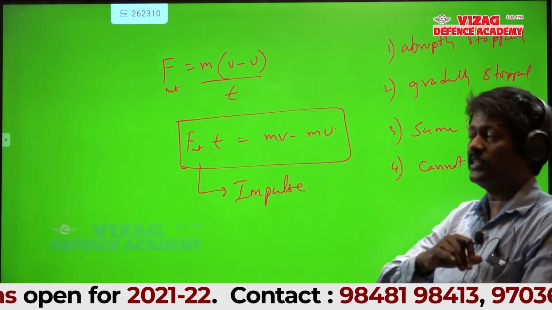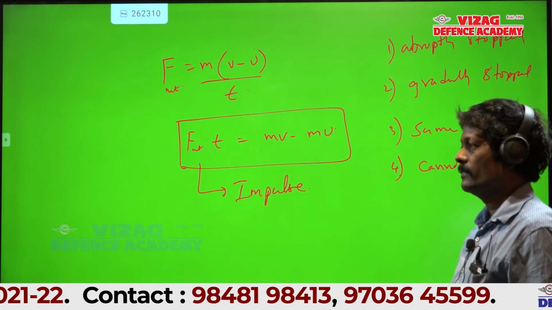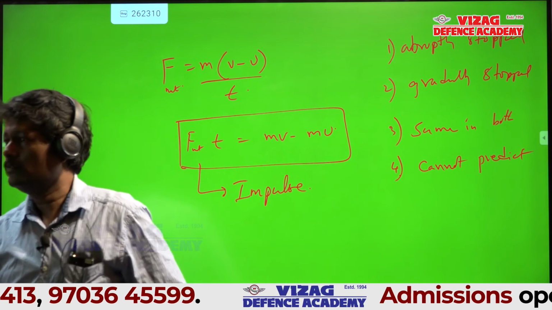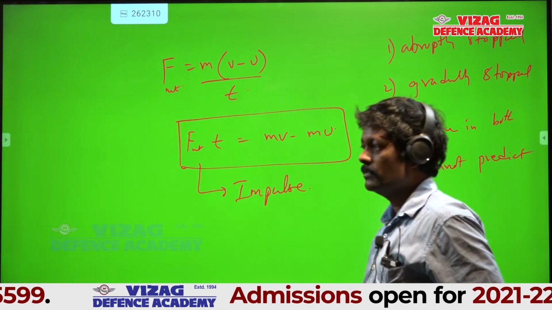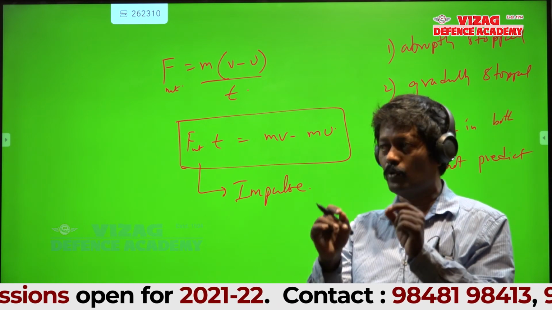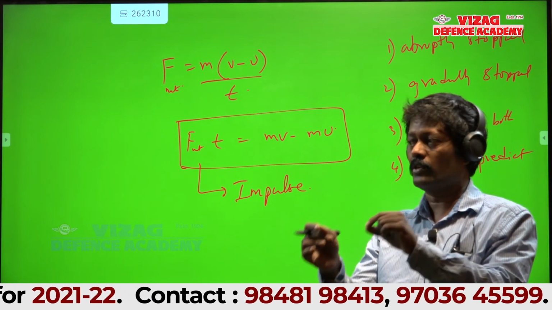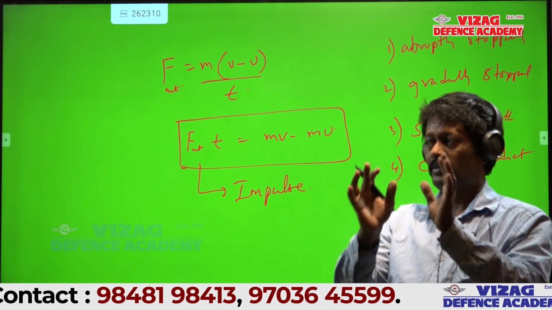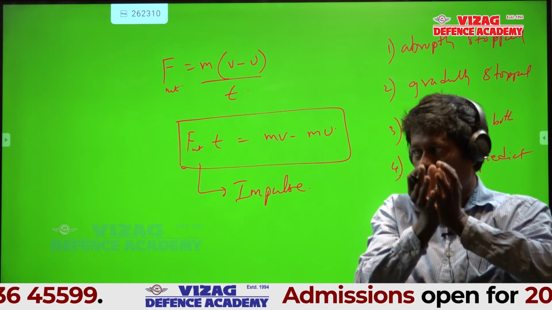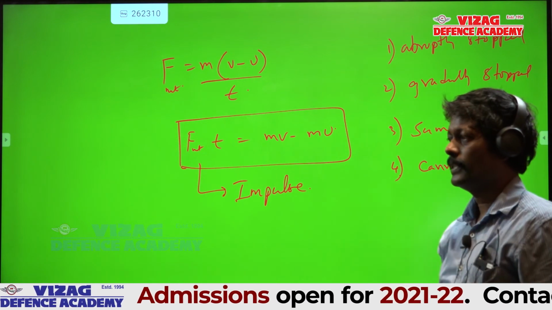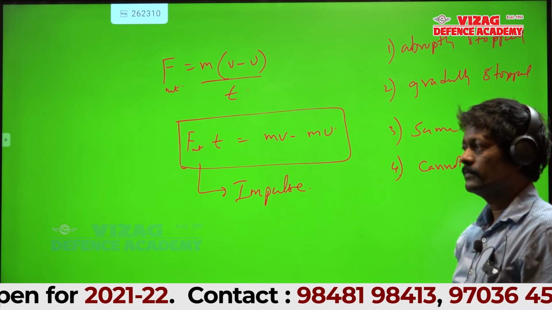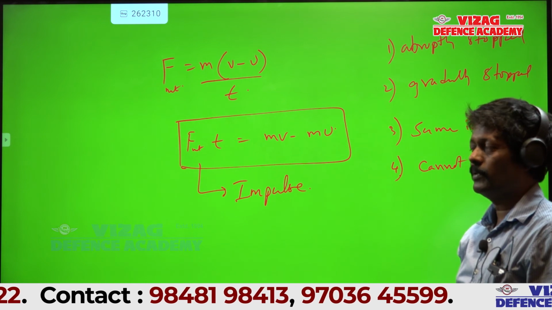I will conclude. Math sir is waiting. Sir, once again repeat the question. I want to know in which case impulse is more, less or the same when he stops the ball abruptly or gradually. Sir, when he stops the ball abruptly, impulse is more.